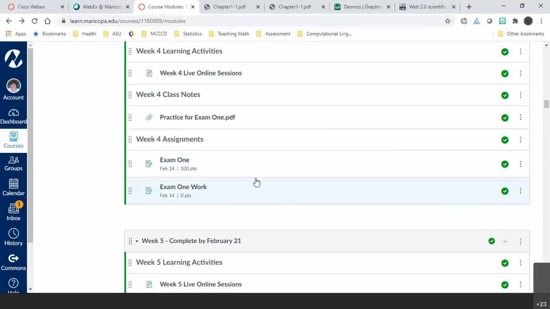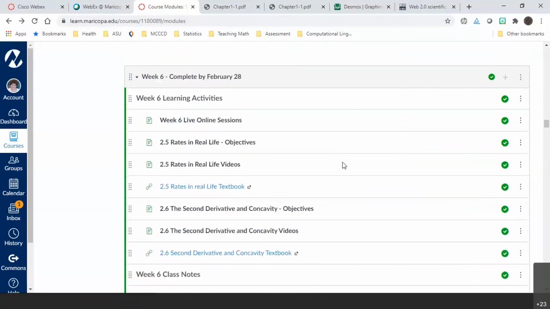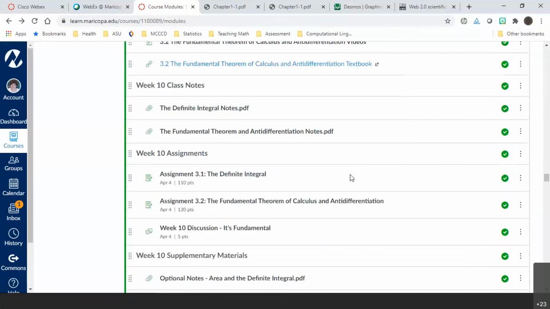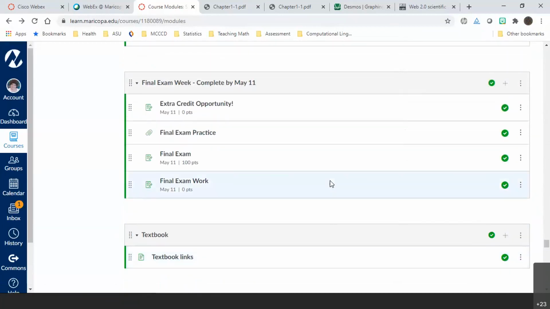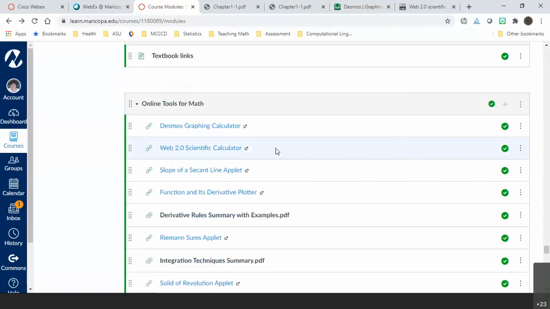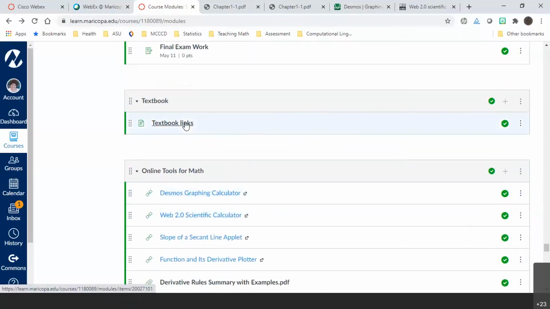If you scroll further down in the course, you can see we have 15 weeks worth of stuff. Here's a final exam. Here are links to the entire textbook. The textbook is broken up into useful sections as you go through the week by week modules in the course, but here's the whole thing all in one lump if you prefer to look at a textbook like that.